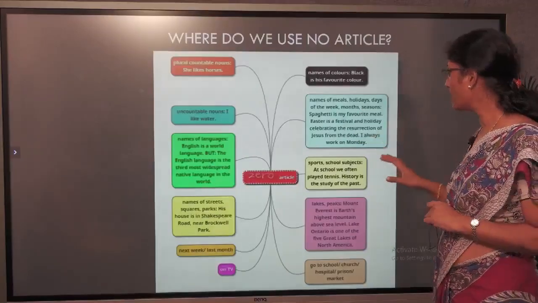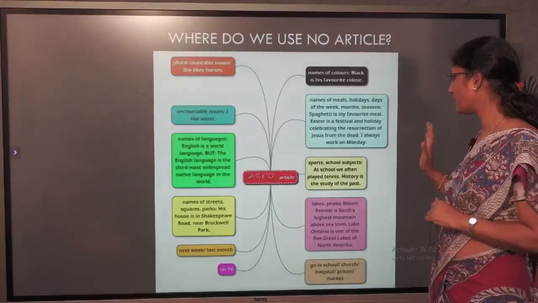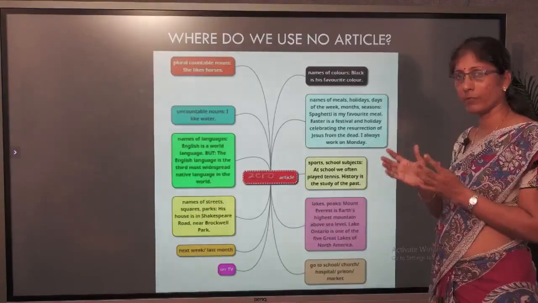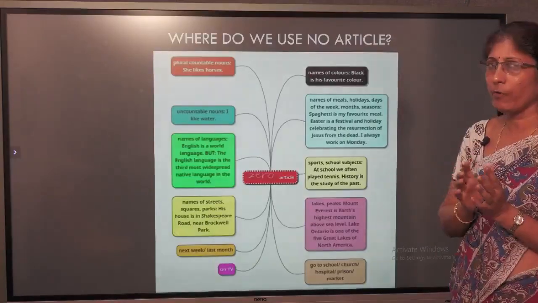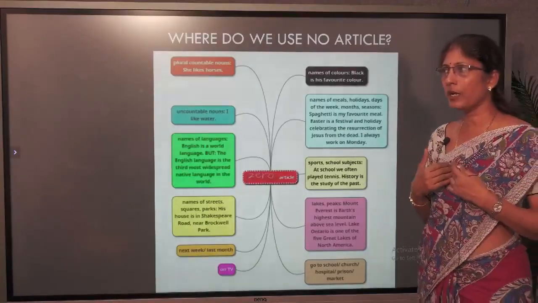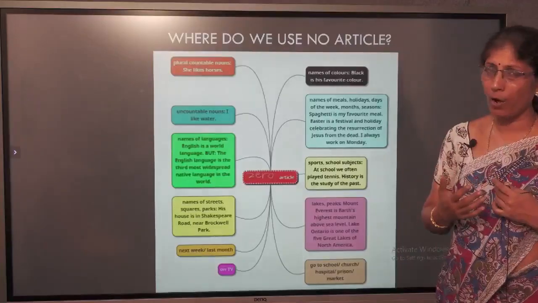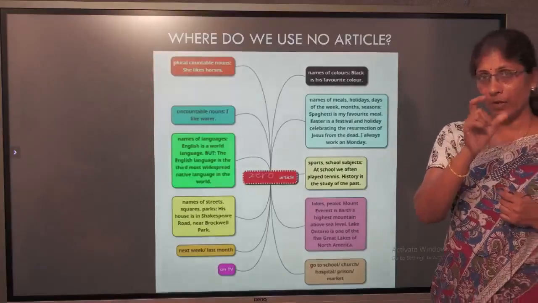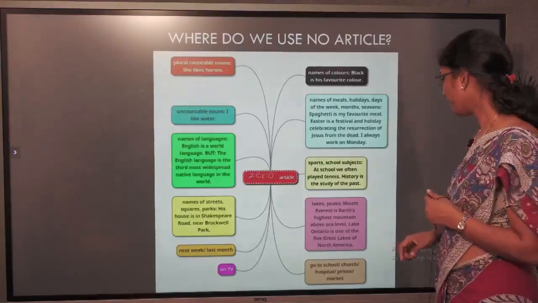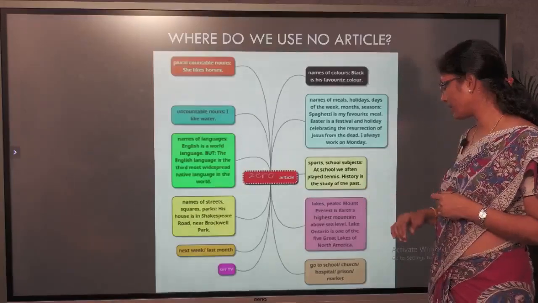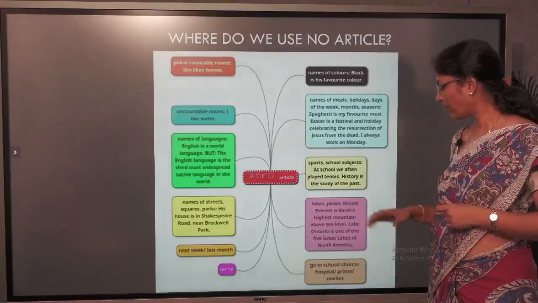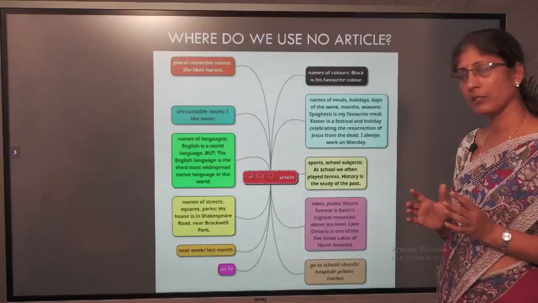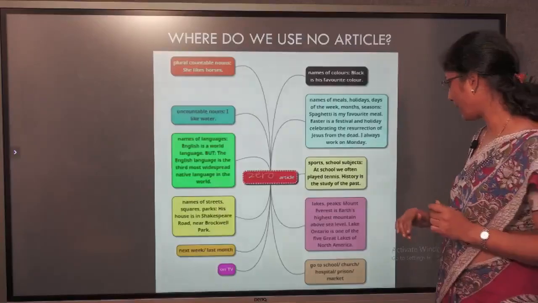Here before names of meals, holidays, days of the week, months, seasons, festivals, because all these have specific names, that's why we don't use any article. Do you say I am Ramu or I am the Ramu or I am a Ram? No. You don't use any article before your name because that name is given to you. Next, sports, school subjects. You can understand that these are also names of certain things. That's why we don't use any article.